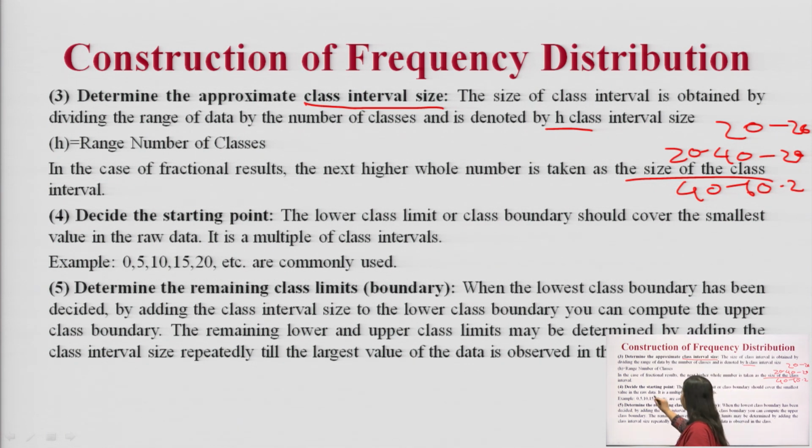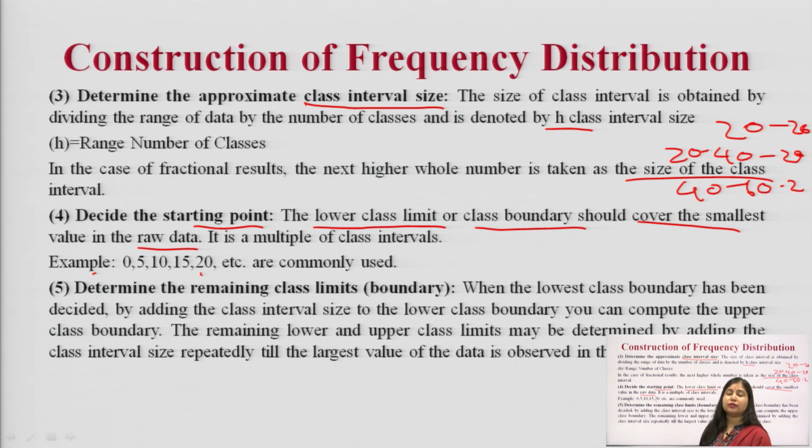After that, you have to decide your starting point. The lowest class limit or class boundary should cover the smallest value of the raw data. Suppose it is a multiple of the class interval; most of the time the class intervals used are 0, 5, 10, 15 and 20, commonly. So, this is the starting point. The starting point is basically your lowest class limit, meaning where you are going to start your data.